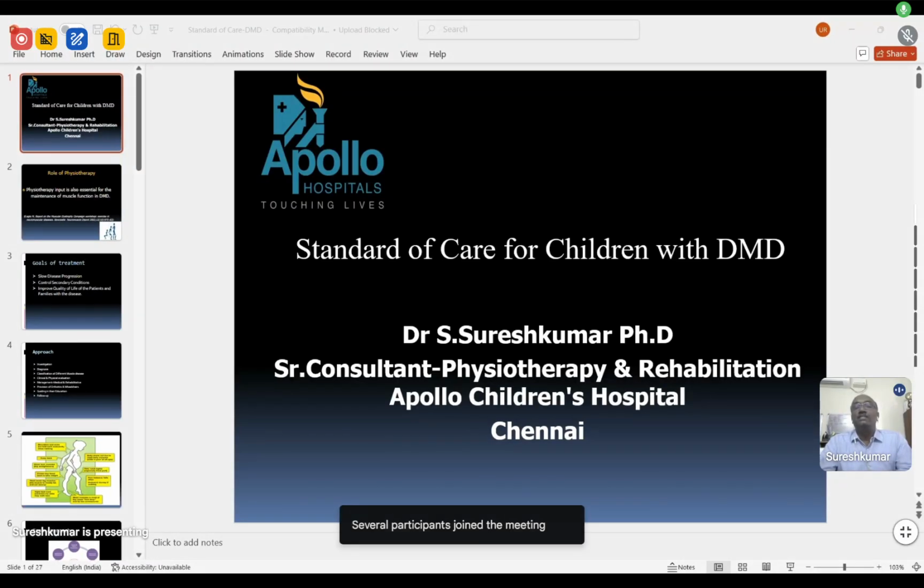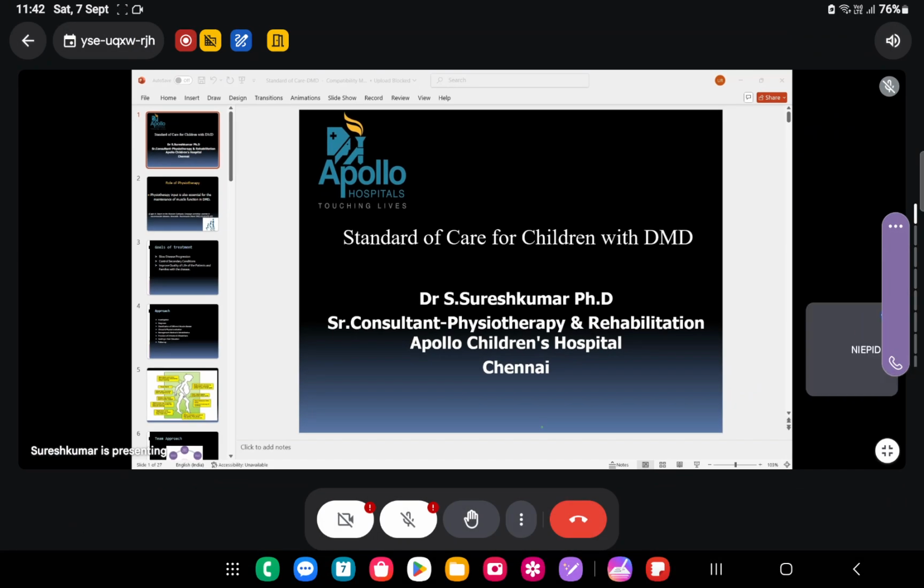This muscle is not replaced as muscle tissue, it is being replaced as fibrous tissue, which does not have enough strength to hold or perform any movement in the joint. That is the problem with children with Duchenne muscular dystrophy.